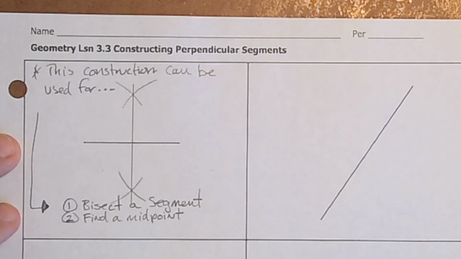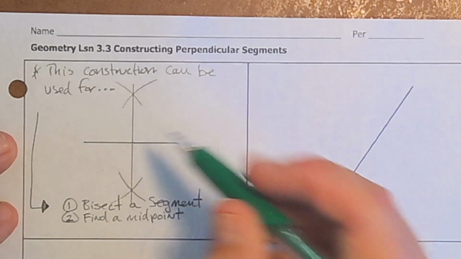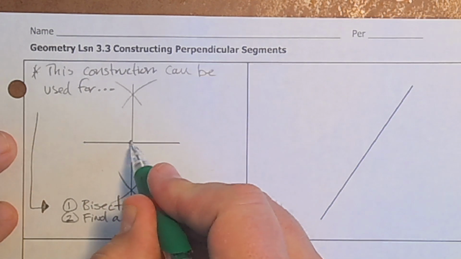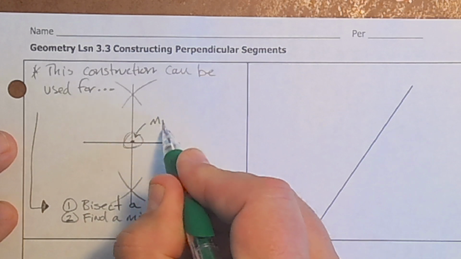All right, we can find a midpoint. And really, this one construction does these two things in one swoop, because it bisects the original line segment, cutting it into two parts. And where does it cut it into two parts? Well, it cuts it right here, which is the midpoint.